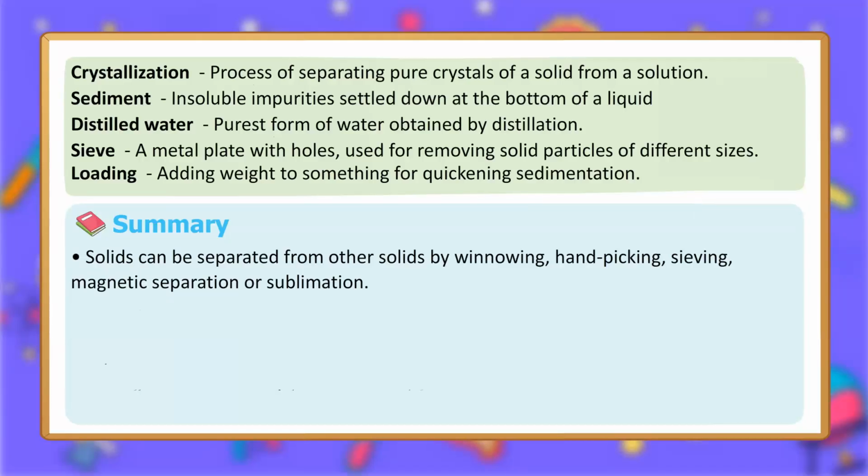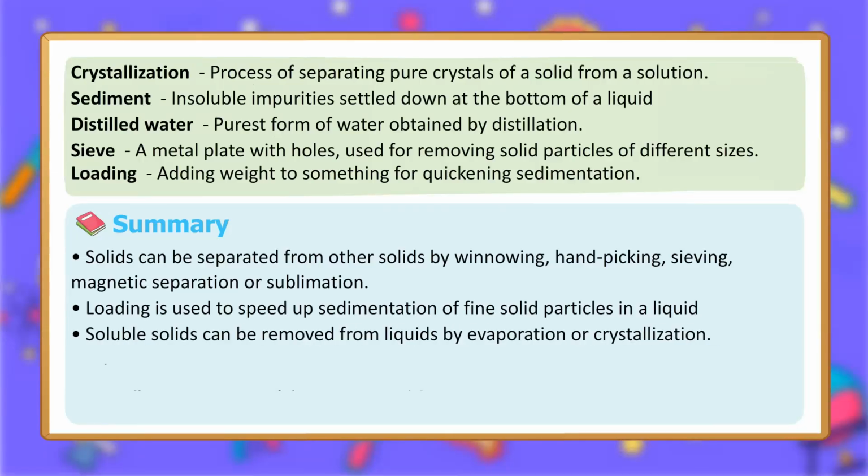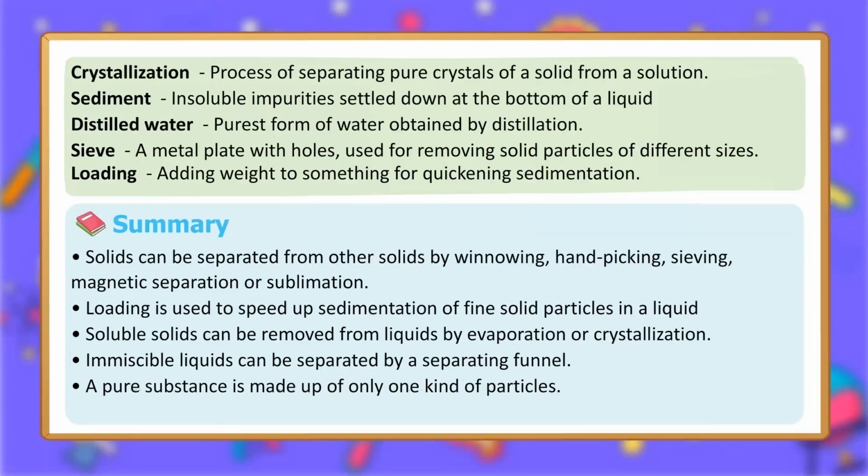Summary. Solids can be separated from other solids by winnowing, hand-picking, sieving, magnetic separation or sublimation. Loading is used to speed up sedimentation of fine solid particles in a liquid. Soluble solids can be removed from liquids by evaporation or crystallization. Immiscible liquids can be separated by a separating funnel. A pure substance is made up of only one kind of particles.